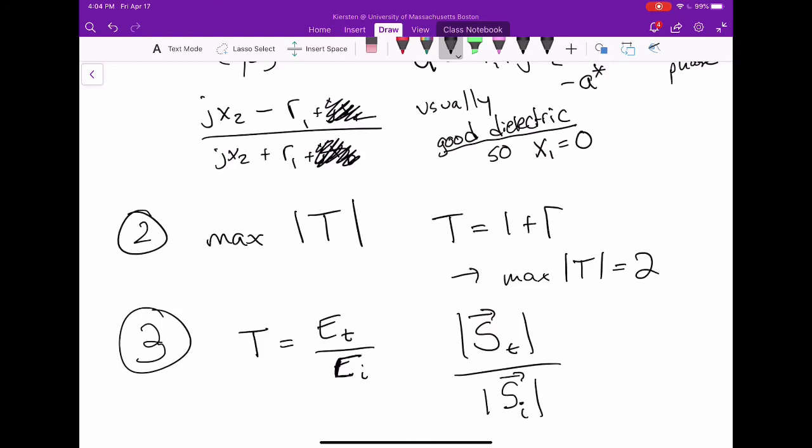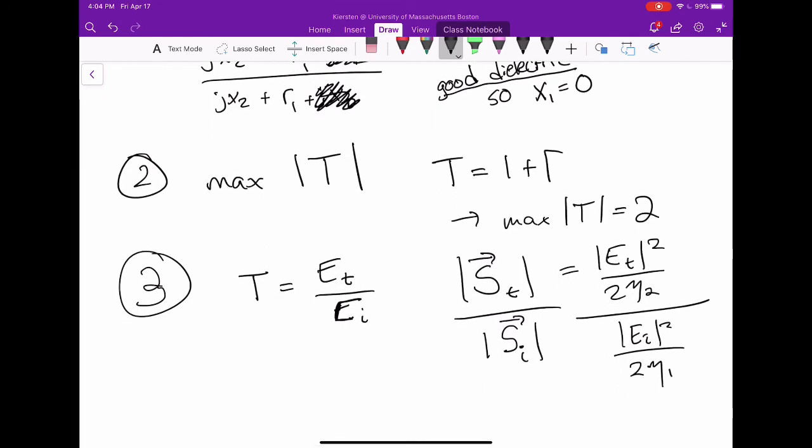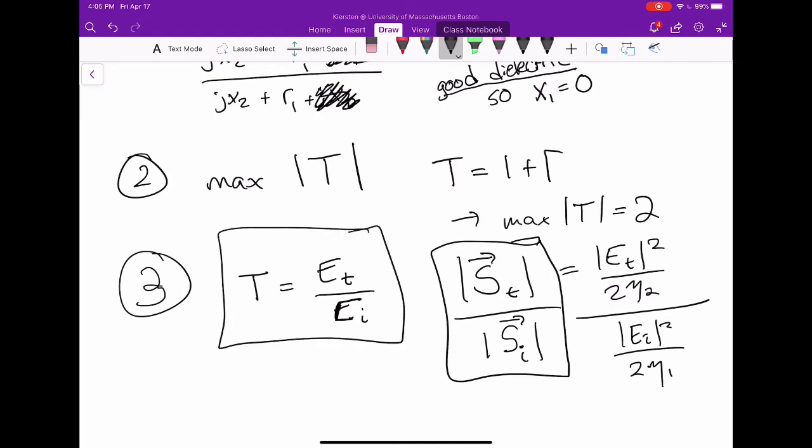Because remember that that is, for a plane wave, et squared over 2 eta 2 divided by ei squared over 2 eta 1. And in fact, from this, you could work out what that means the relationship between the magnetic field vectors has to be. So anyway, this ratio between the Poynting vectors will never be greater than 1, even though the electric field ratio can be greater than 1.